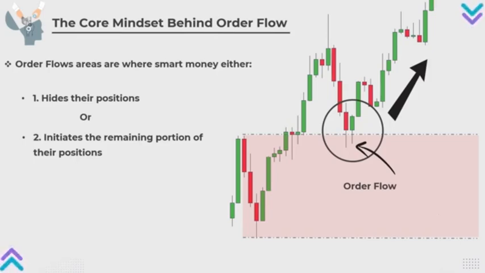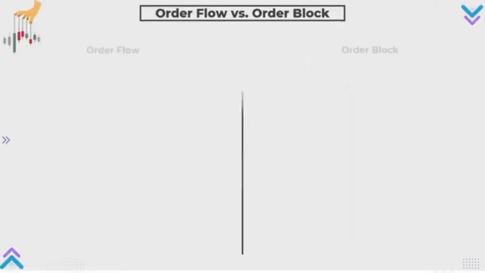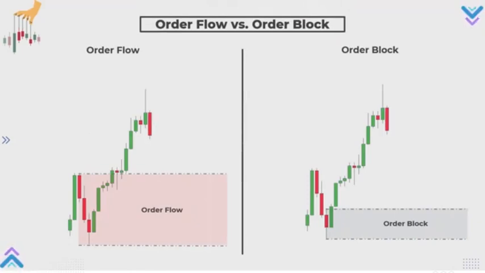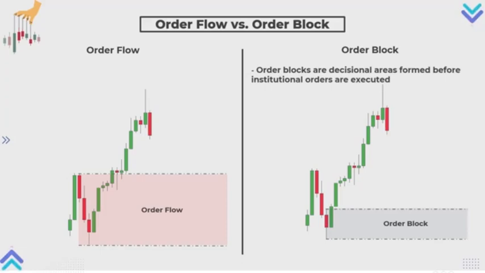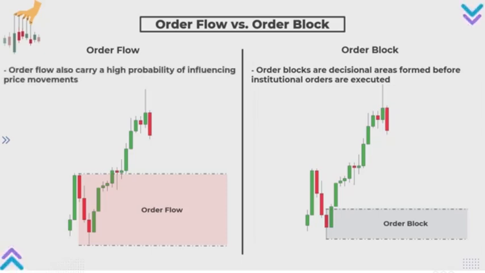By analyzing order flow, traders can better predict market direction and identify key supply and demand levels. Think of order flow as the bigger picture and order blocks as smaller, specific zones within it. Order blocks are decisional areas formed before institutional orders are executed, and they tend to command high respect from price action. Similarly, areas defined by order flow also carry a high probability of influencing price movements.